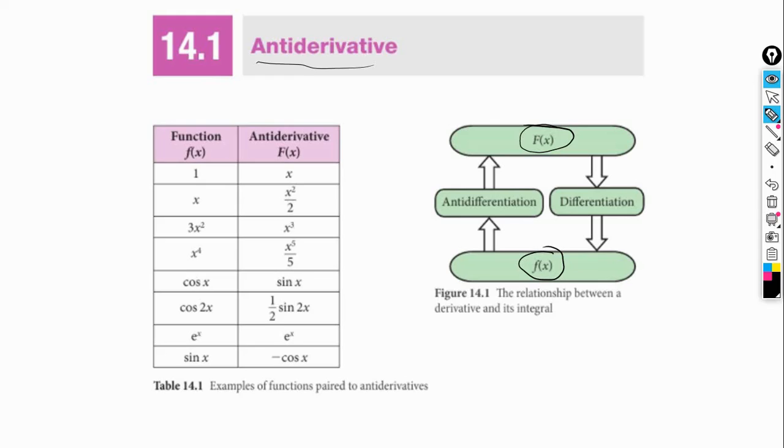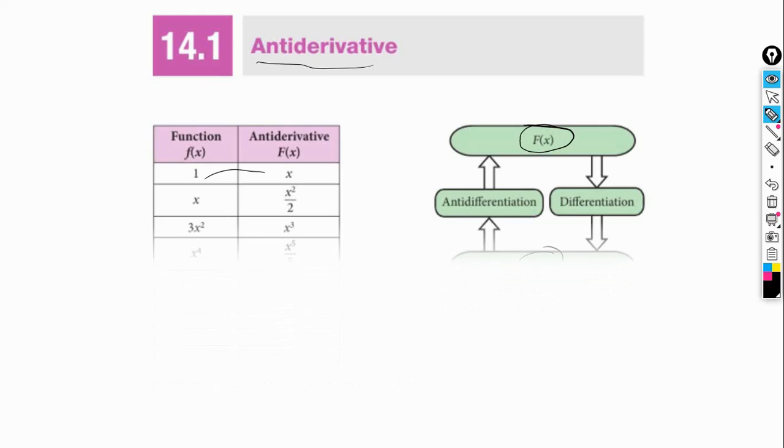Now look at this table to the left. Notice that if you have a function f of x that is 1, the antiderivative would be x. Now obviously if you do the derivative of x, you get 1. So the antiderivative of 1 would be x. Same thing with x. If you do the antiderivative of x, it should be x squared over 2, and so forth. So these would be all examples of a function and its respective antiderivative.